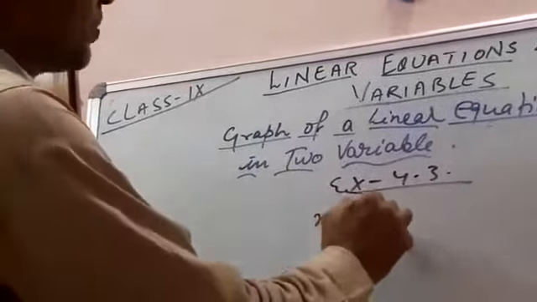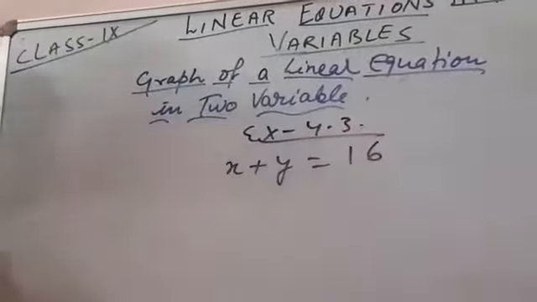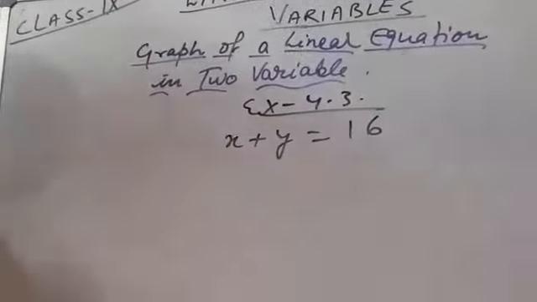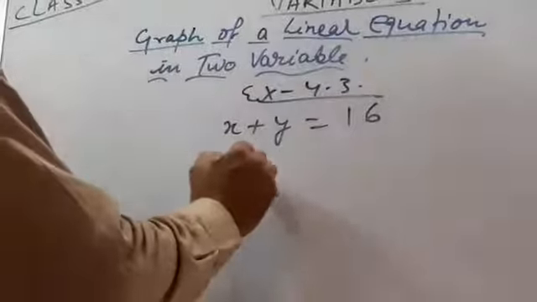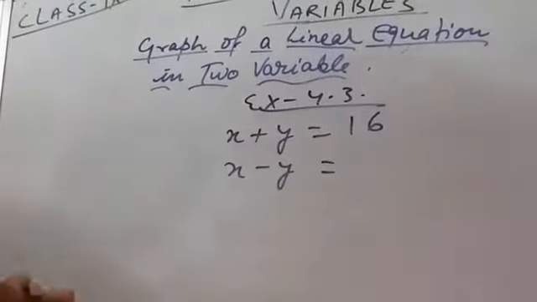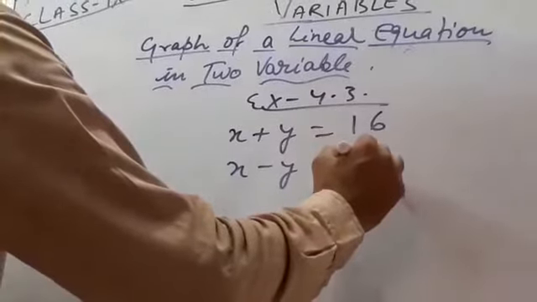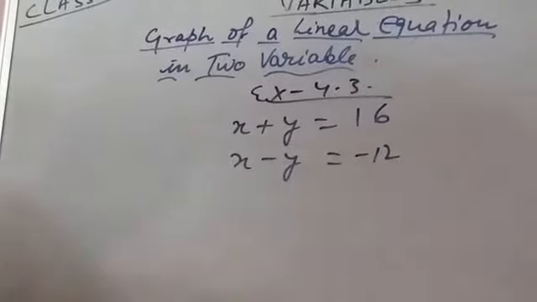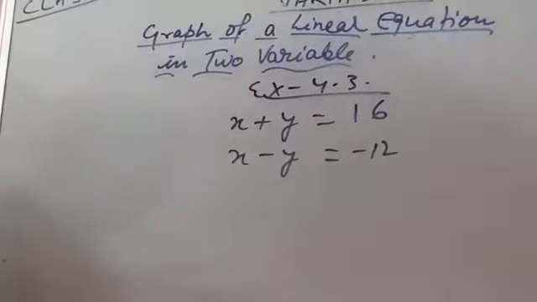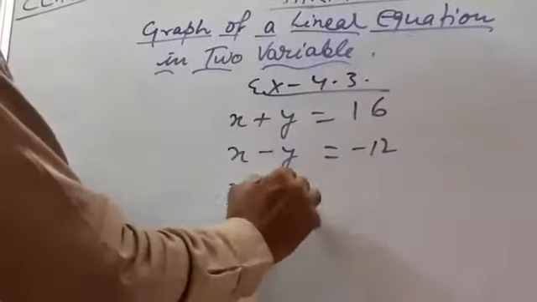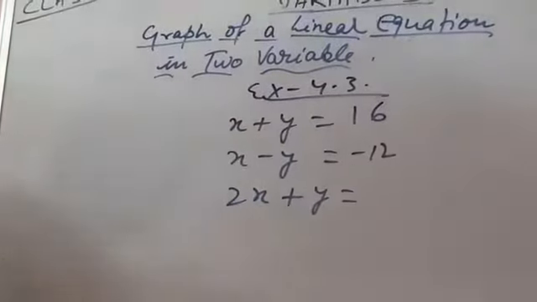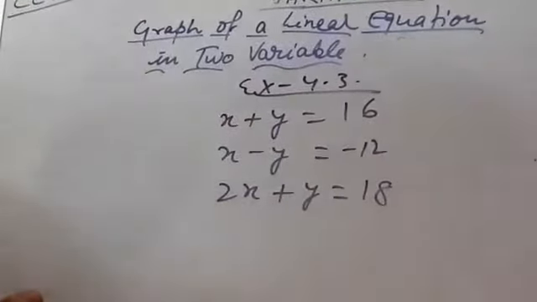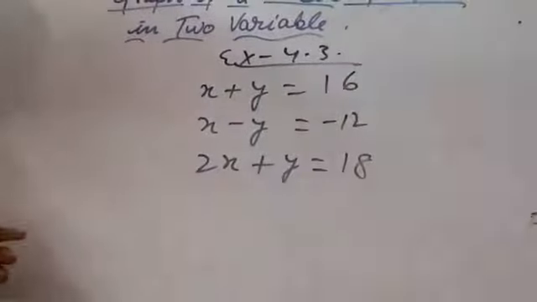So I am writing here x plus y equals 16, right? 2 plus 14 equals 16. This I have written as one. Can you write something more by yourself? Suppose I write x minus y. x minus y equals what? It is, I think, minus 12. Yes, this would be another equation. Can you write something more? Yes, 2x plus y equals what? 2x plus y equals 18.